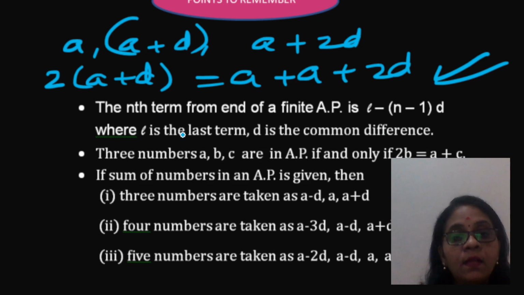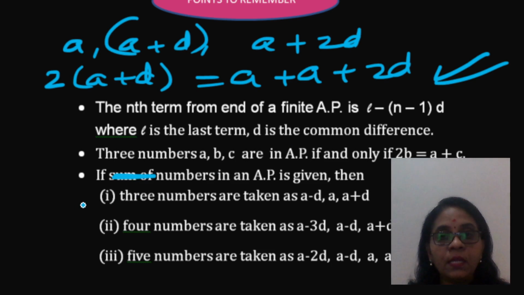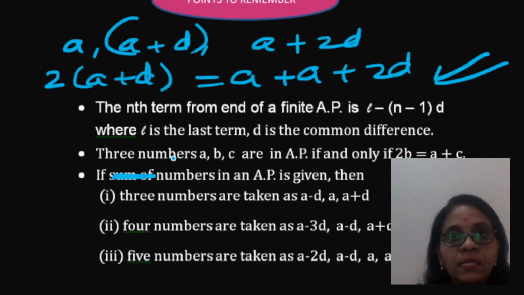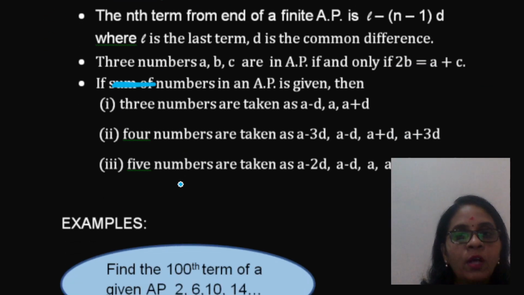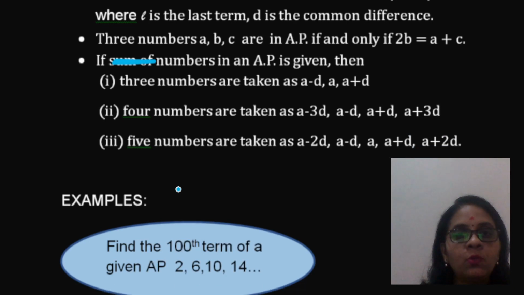Okay. Next is the sum of terms. Actually it's not the sum of numbers, you have to assume the numbers in AP. How do you assume the numbers in an AP? If you are asked to assume 3 numbers in AP, you will have to assume them as a minus d, a and a plus d. 4 numbers, remember, it is a minus 3d, a minus d, a plus d and a plus 3d. And 5 numbers, it is a minus 2d, a minus d, a, a plus d and a plus 2d. Children, you have to memorize these pointers, very, very important for you all. So, just pause, make a note of these and then we will do some examples.